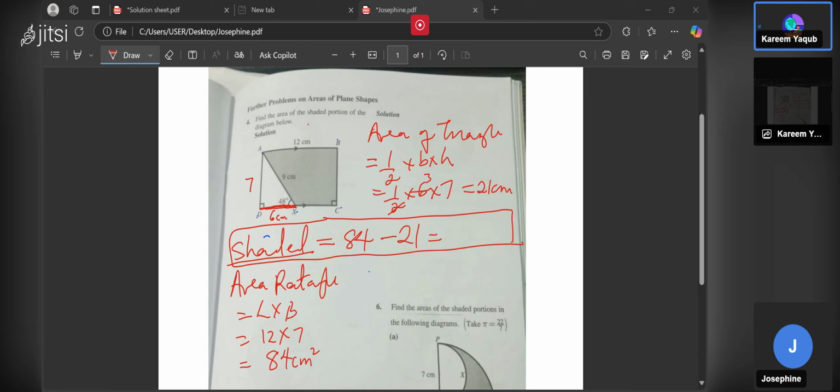So that gives us 63 centimeters squared. It's too simple. This question has grandchildren, no?